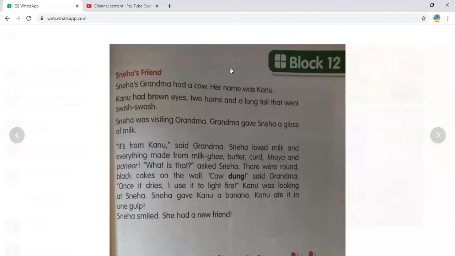Sneha's grandmother asked, do all these come from milk? There were round black cakes on the wall. What do you see on the wall? Round black cakes on the wall. Cow dung. Are they cakes on the wall? No. So what is that one? Cow dung. What is cow dung? The droppings of the cow, made into small cakes.